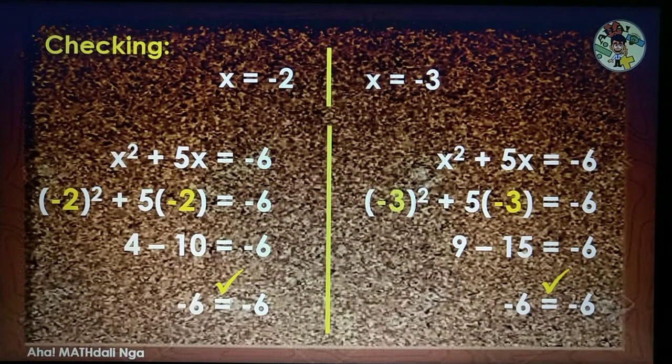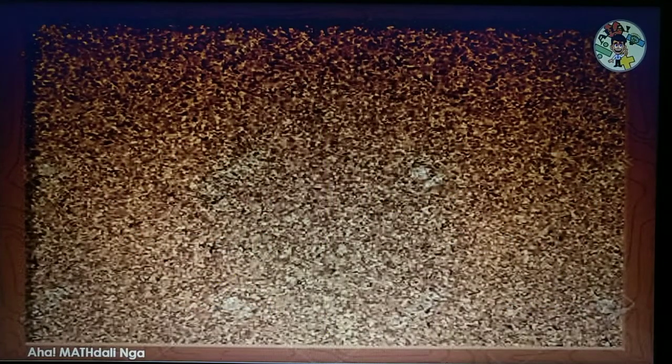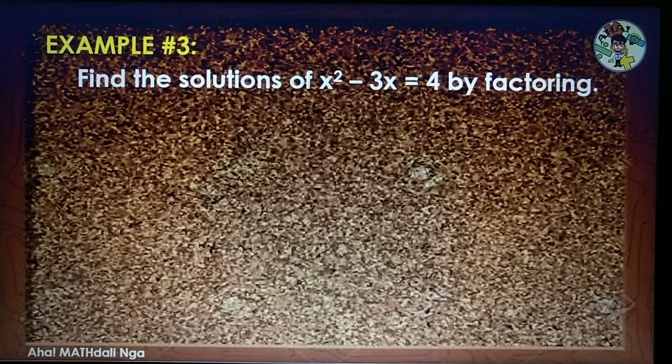Since the values of x satisfy the given quadratic equation, then we could say that negative 2 and negative 3 are the solutions of the quadratic equation. How about this? Find the solutions of x squared minus 3x is equal to 4 by factoring. X squared minus 3x equals 4 is not yet written in standard form, so we will transform it to standard form.